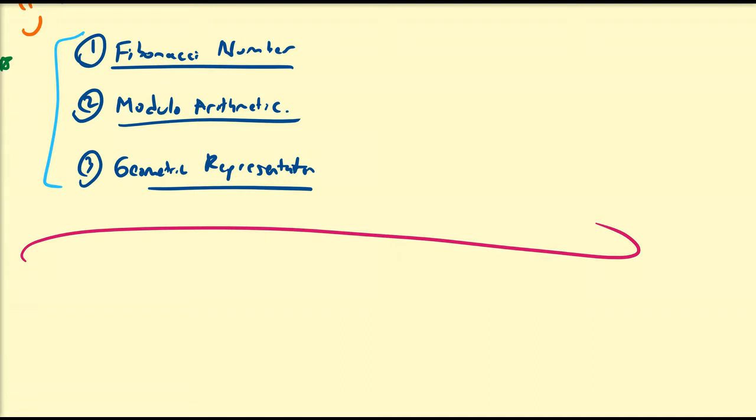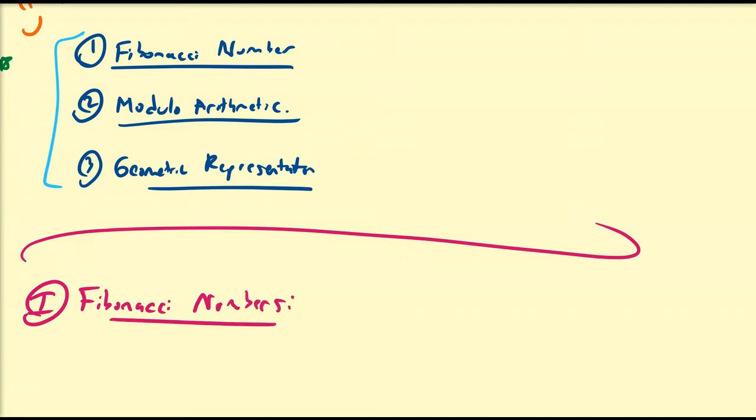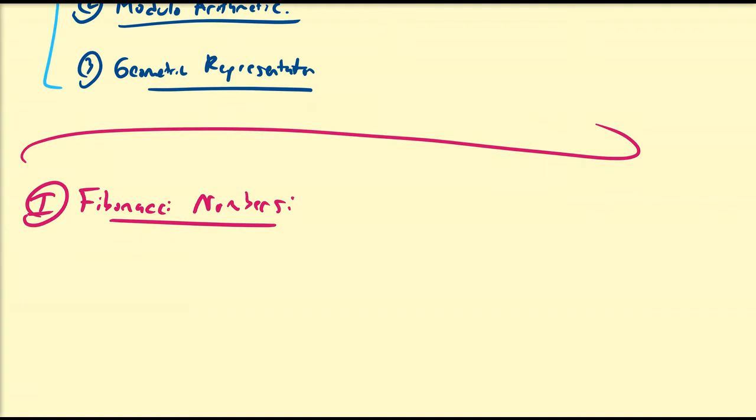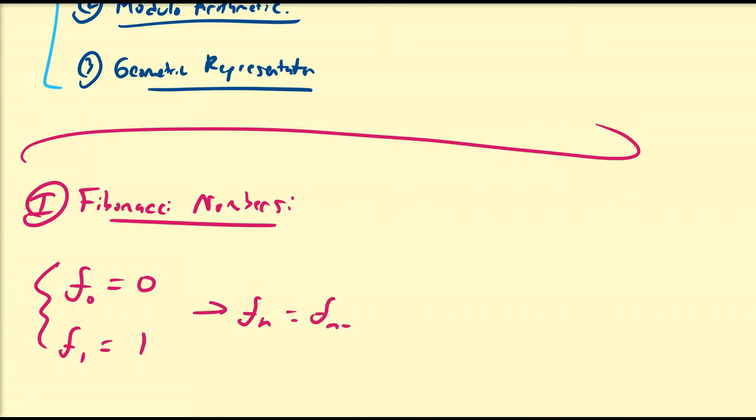Alright, so let's start with the basics, in particular the Fibonacci numbers, or the Fibonacci number sequence. So we're going to define the 0th Fibonacci number to be equal to 0, the first Fibonacci number to be equal to 1, and then from here we're going to define the nth Fibonacci number as the sum of its predecessors, n minus 1 and n minus 2, and this of course is going to be true for n bigger than or equal to 2.